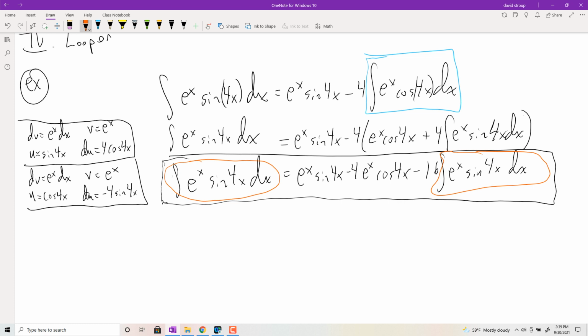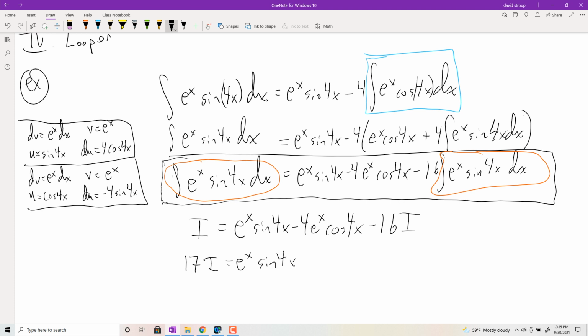So what do we do? Well, you can replace it with a variable, and usually the books just use I for that thing I circled in red. Then you have I equals e to the x sine 4x minus 4 e to the x cosine of 4x minus 16i. And then to get the answer for the integral, you just solve for I. So add 16i to the other side, you end up with 17 i's. There's got to be an integration constant somewhere we could tack on. And then just divide everything by 17 and you have your answer.